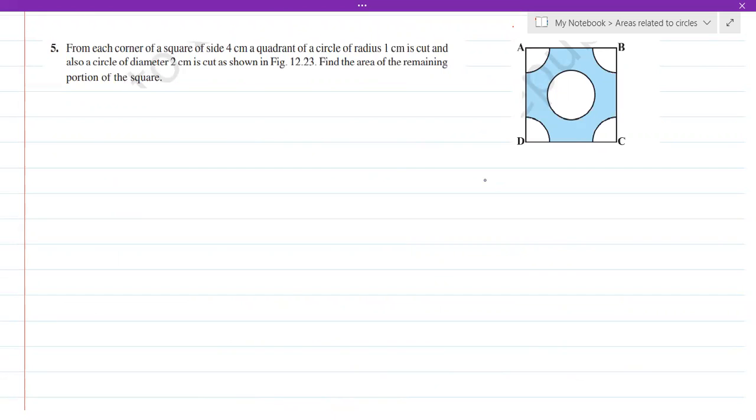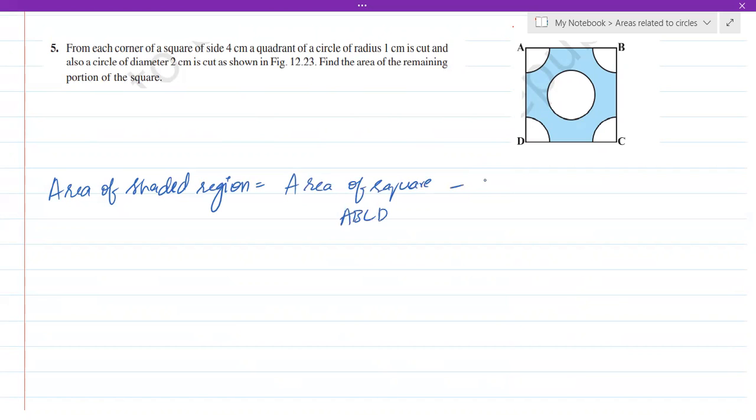Okay. Now again the same logic. We have to find the area of the shaded region, isn't it? So first let's write the formula. Area of shaded region will be equal to, what we'll do is we'll find the area of the square ABCD. In that, whichever is not required, let's subtract it. If you observe, there is a circle inside which is not required. It is not shaded. So let's subtract it.